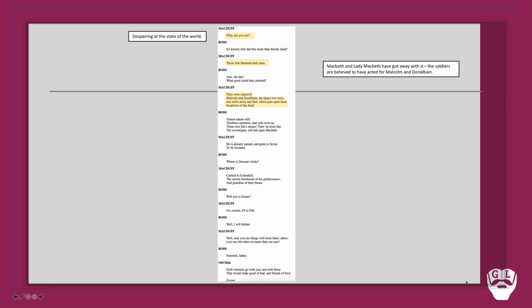So inadvertently, in Malcolm and Donalbain fleeing, not only do Macbeth and Lady Macbeth get away with the crime, but the soldiers are believed to have acted for Malcolm and Donalbain. They are believed to have been agents for the sons to kill their father. So it actually puts the onus of guilt and responsibility upon them, which is important in itself.